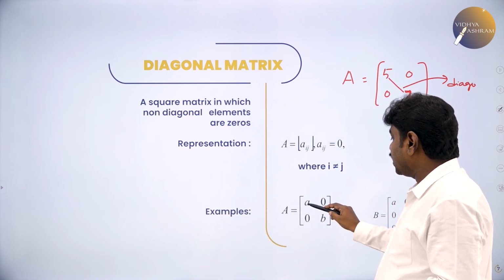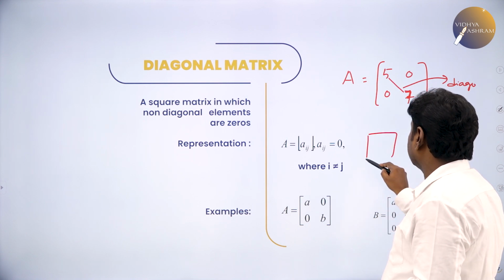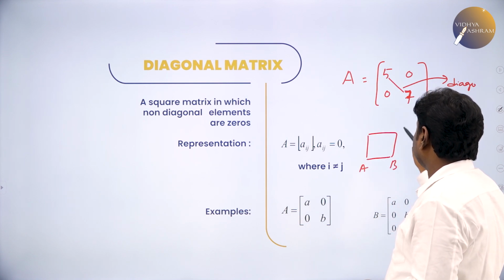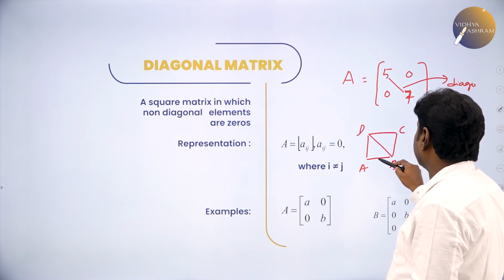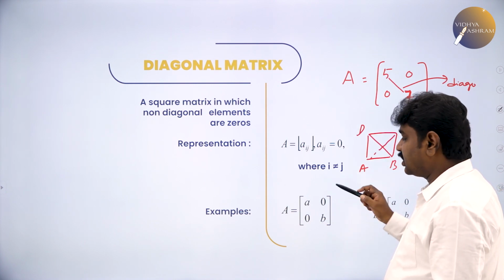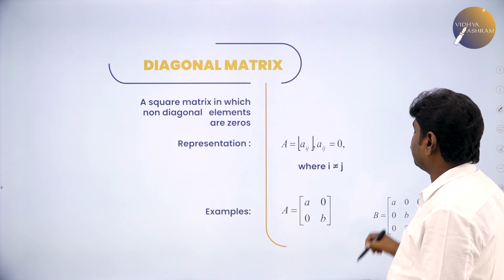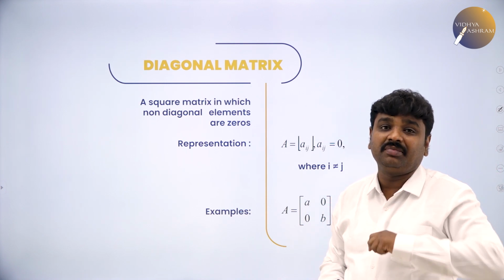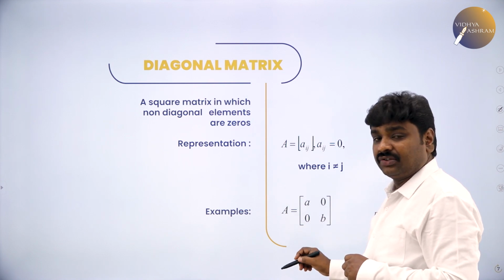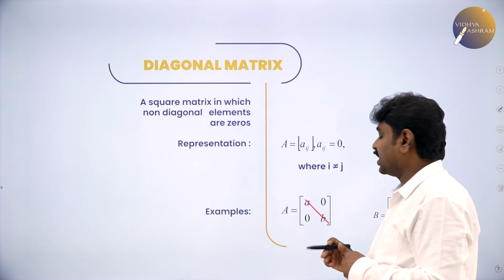So here diagonal means if I draw a square, if I take a square A, B, C, D, this is one diagonal and this is the other diagonal. But here the important thing is we'll take only the principal diagonal. Principal diagonal means the diagonal starting from the first element. So this is the principal diagonal.